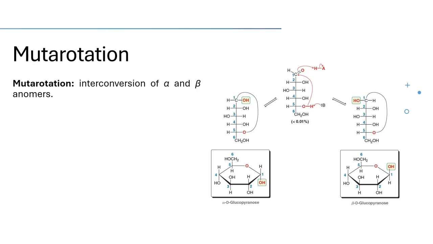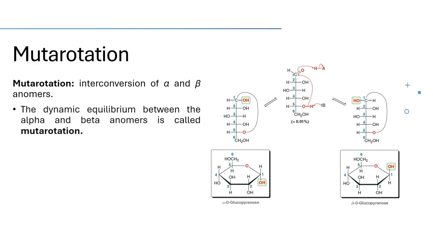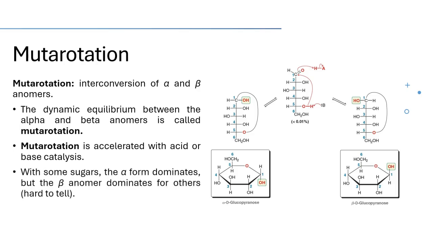Mutarotation. Mutarotation is an interconversion of alpha and beta anomers. The dynamic equilibrium between the alpha and beta anomers is called mutarotation. Mutarotation is accelerated with acid or base catalysis. With some sugars, the alpha form will dominate, but the beta anomer dominates for others, and it's hard to tell.